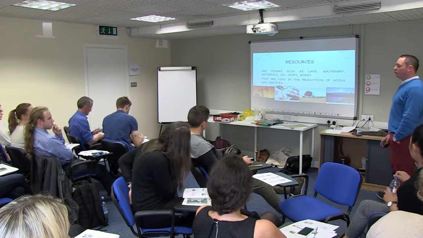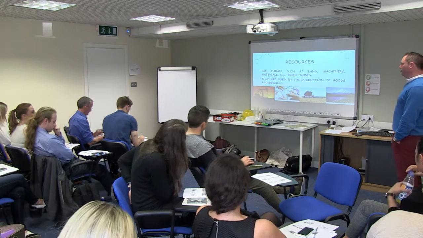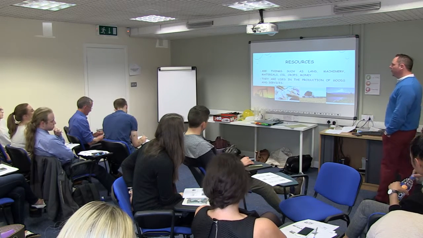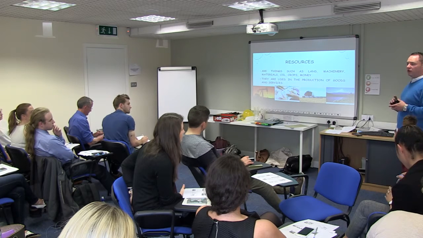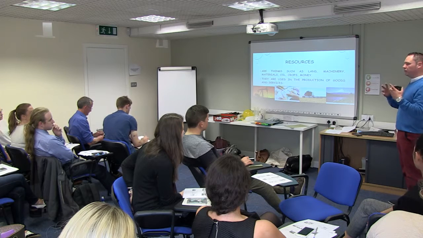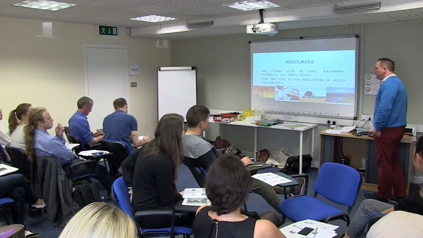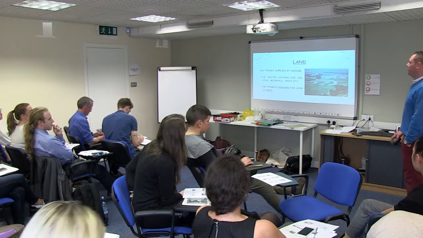So the first thing is resources. So resources are things such as land, machinery, materials, oil, crops, money, etc. And these are used or pooled together in the production of goods and services. Okay? So it takes a combination of all of these to pool together to produce a good or a service. And this is where we get the term, the factors of production.